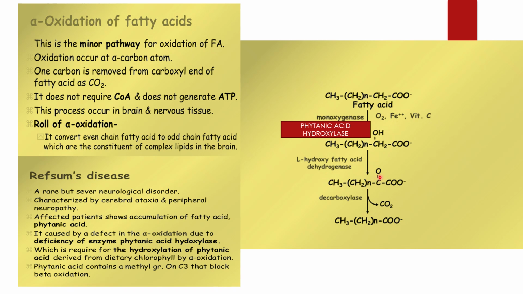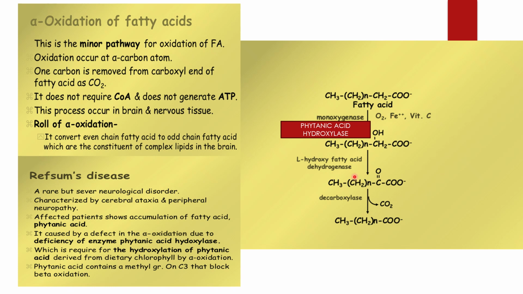Further, a dehydrogenase enzyme converts this hydroxy group into a ketonic group, and with subsequent loss of carbon dioxide under the influence of the enzyme decarboxylase. So this is how the process happens. Deficiency of the enzyme phytanic acid hydroxylase means there is no conversion or oxidation of phytanic acid, and it keeps on accumulating.